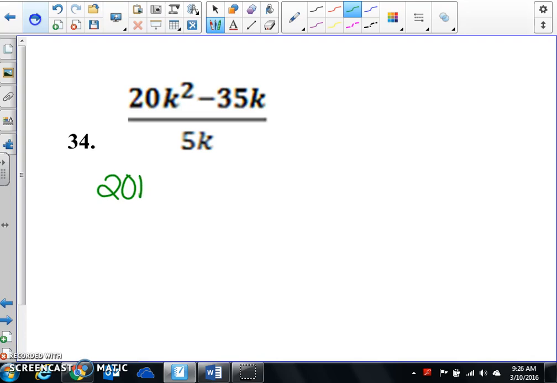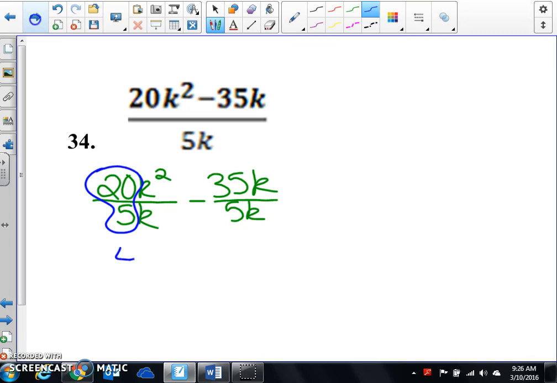This is 20k squared over 5k minus 35k over 5k. 20 divided by 5 is 4. I have 2 k's on top, 1 k on the bottom, so I'm left with 1 k on top. Minus 35 divided by 5 is 7, and my k's cancel.